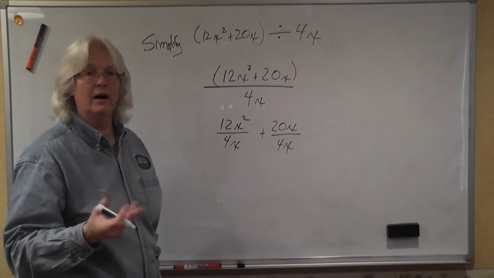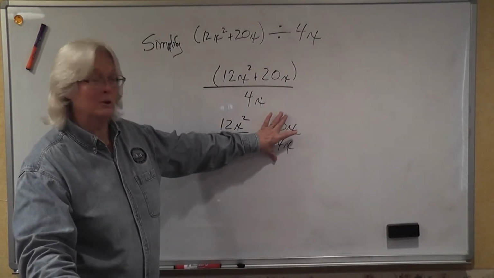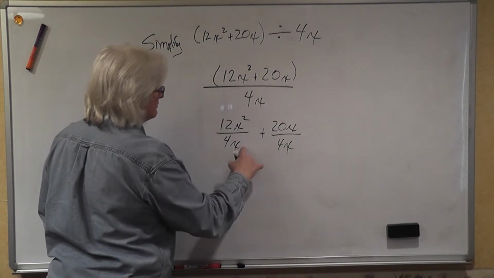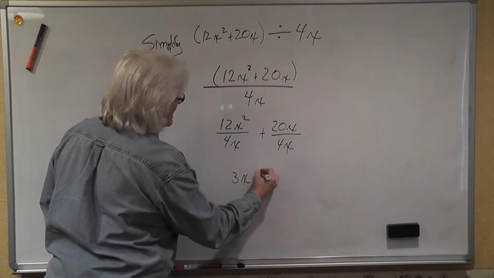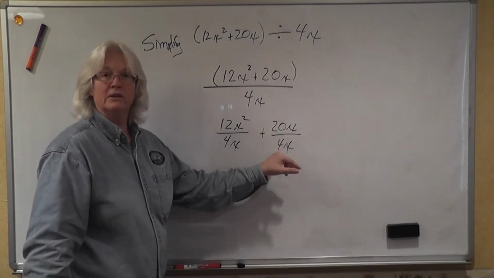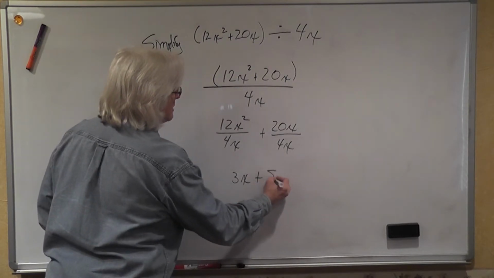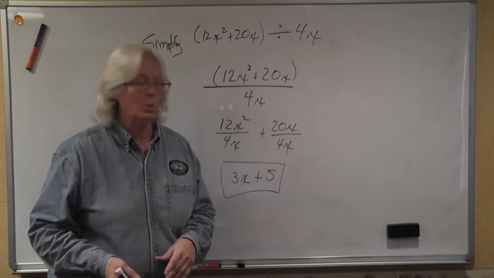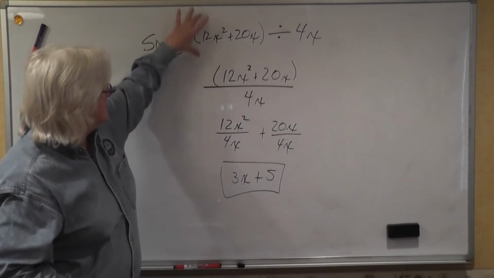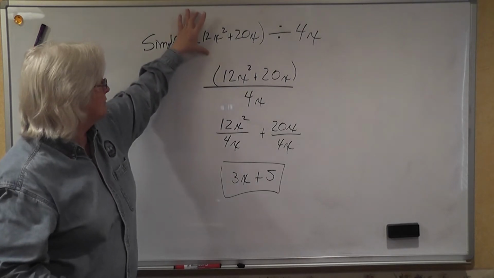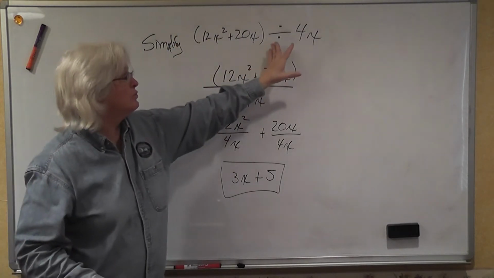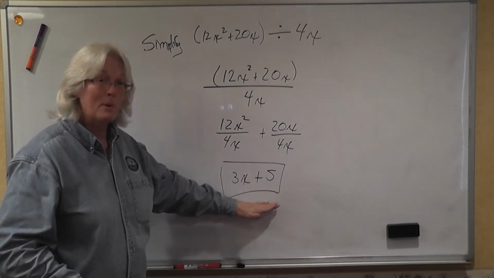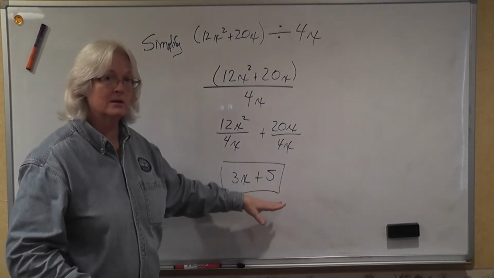And now you have the division of two monomials. 12 divided by 4 is 3. X squared divided by x is x. You have 3x plus 20 divided by 4 is 5. X divided by x is x to the 0, which is 1. So the quotient that results when you take 12x squared plus 20x and divide it by the monomial 4x is this binomial, 3x plus 5.